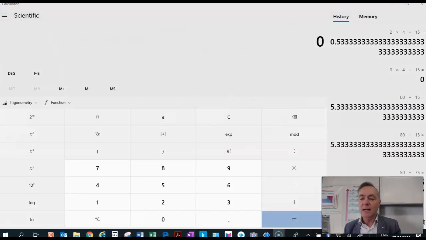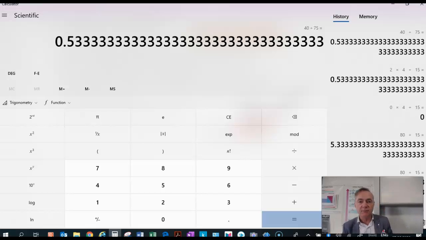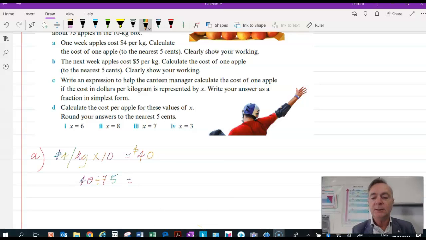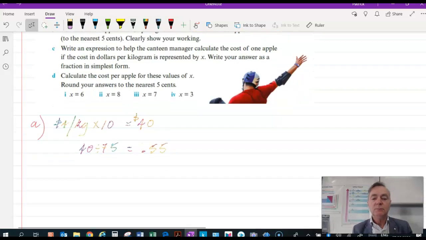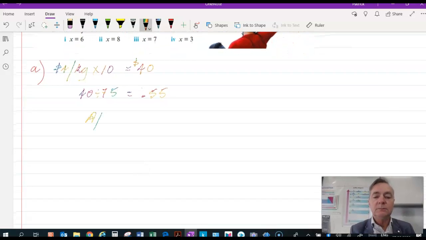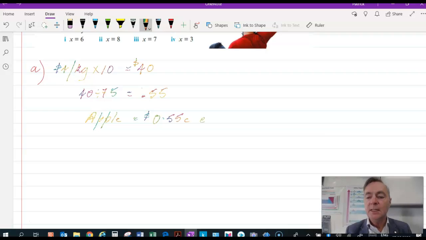So we go here, and we've got 40 divided by 75, and we see that it's 53.3. So the nearest would be 55. Let's come back to our page. So that's 0.55. So each apple equals, if you're going to write it officially, $0.55 per apple each. There we go.